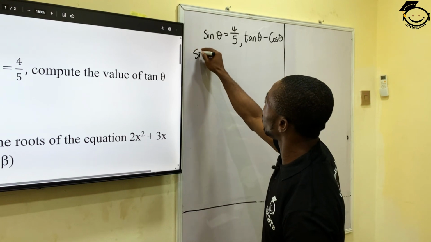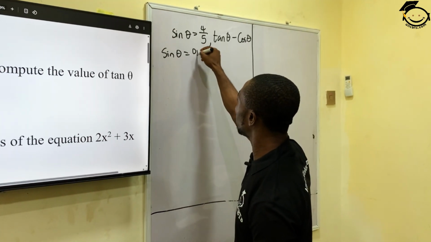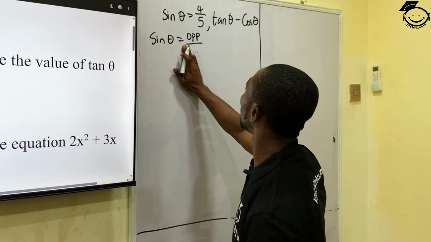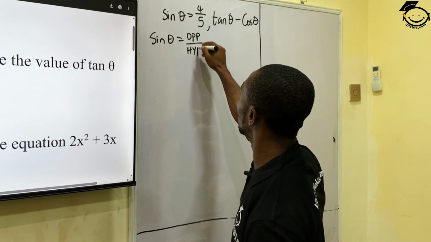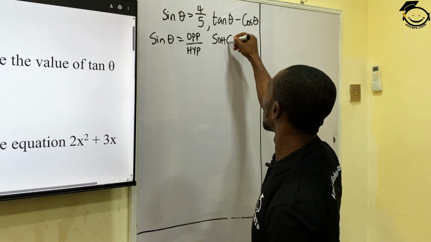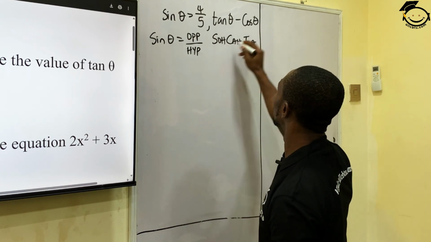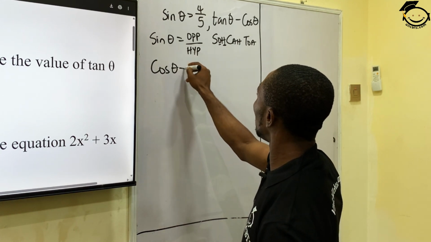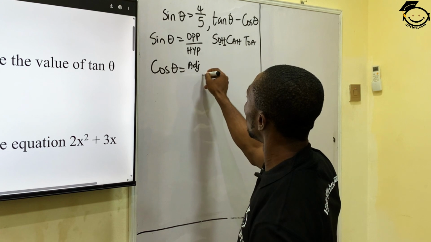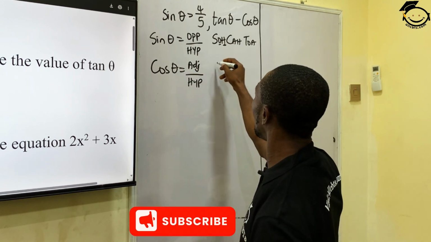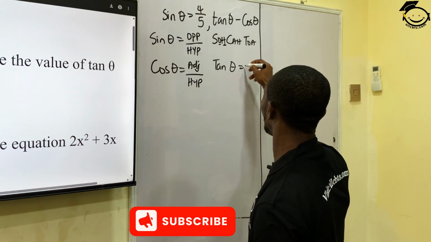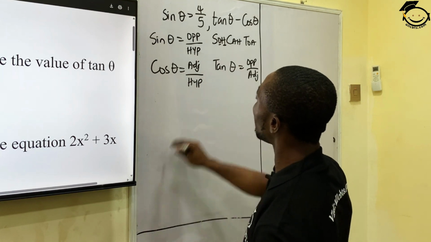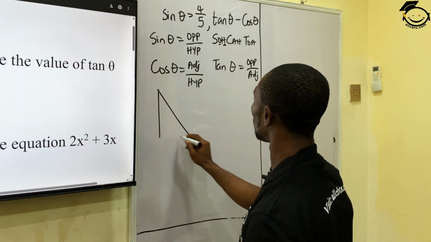Now, sine theta, we know that sine theta equals opposite over adjacent. Sorry, opposite over hypotenuse, sine. That is our SOHCAHTOA. Applying our SOHCAHTOA rule, sine is opposite over hypotenuse, cos theta is adjacent over hypotenuse, and tan theta is opposite over adjacent. Now, all these are applicable in a right-angled triangle.